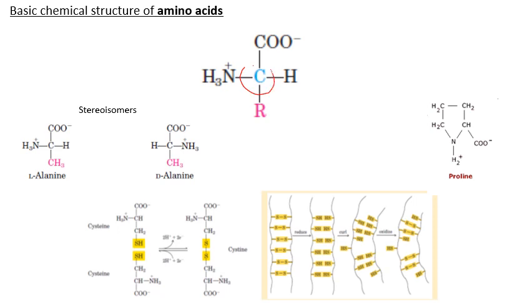You have a central carbon atom which has 4 valencies. The first is an amino group. The second is an acid group, the carboxylic acid. Here you have a hydrogen, and the fourth is an R group, which is the identity group of any given amino acid that imparts specific properties to that particular amino acid.